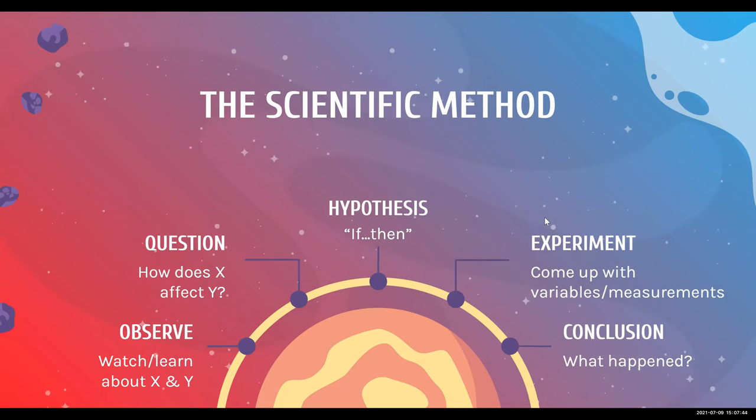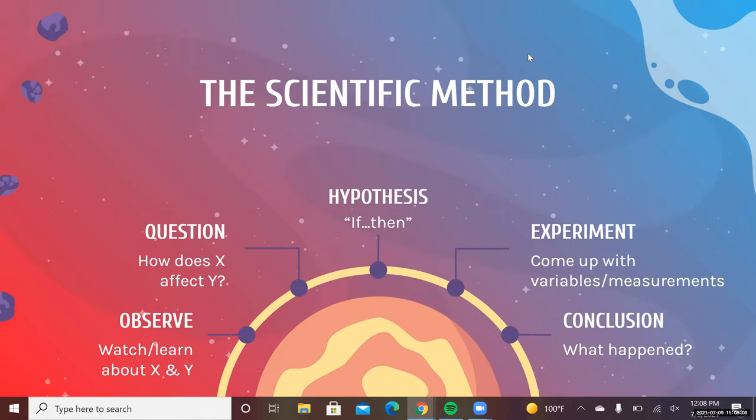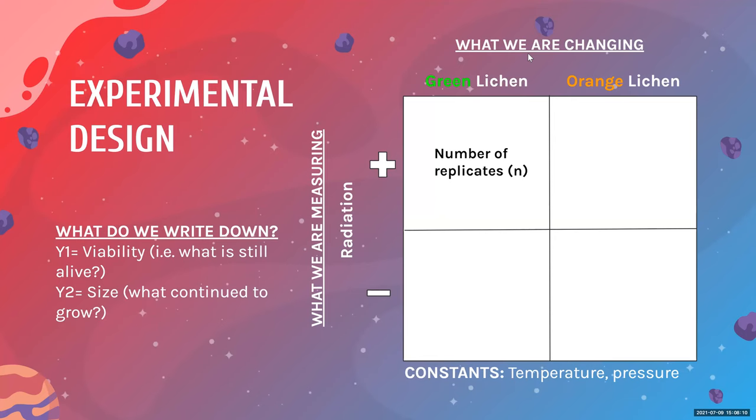One of the ways you would do this is you come up with variables and measurements, and you design an experiment and run it. Then you get conclusions and decide what happened, and the cycle continues forever, essentially, because we're never done with science. But I'm going to give you a chance today to come up with your own experimental design. Up on the screen, I have the layout I really enjoy using when I am designing experiments. It looks a little complicated at first glance, but we're going to go through it step by step.